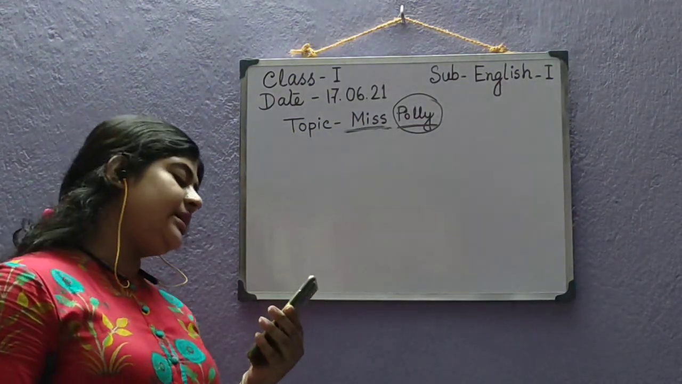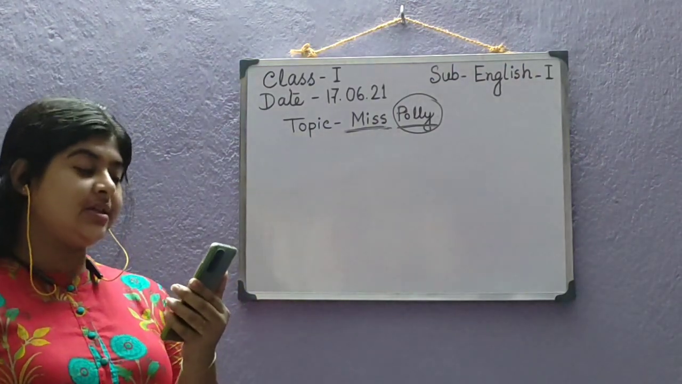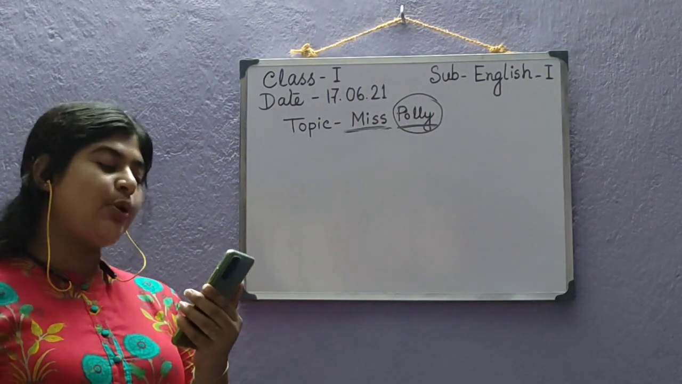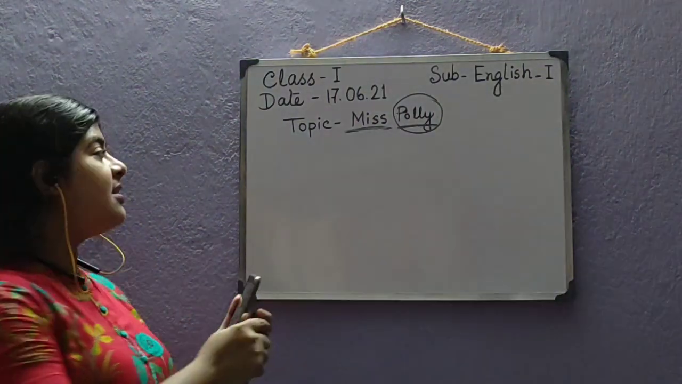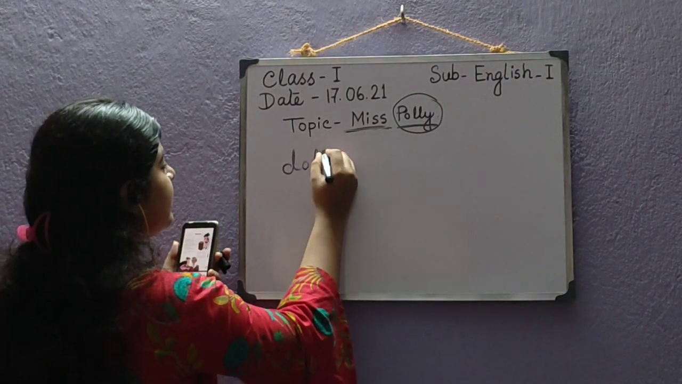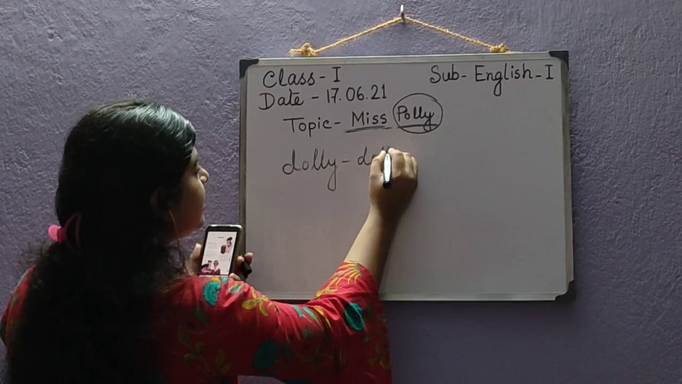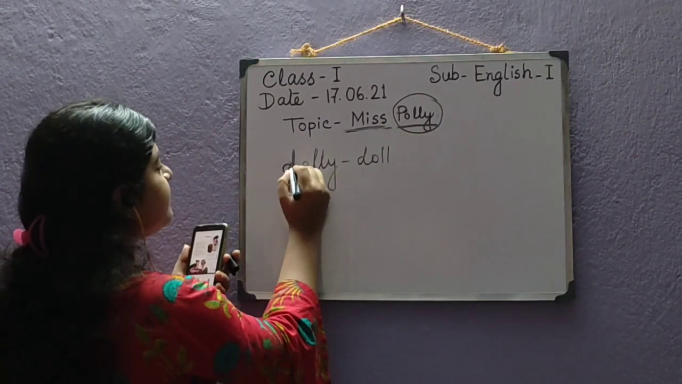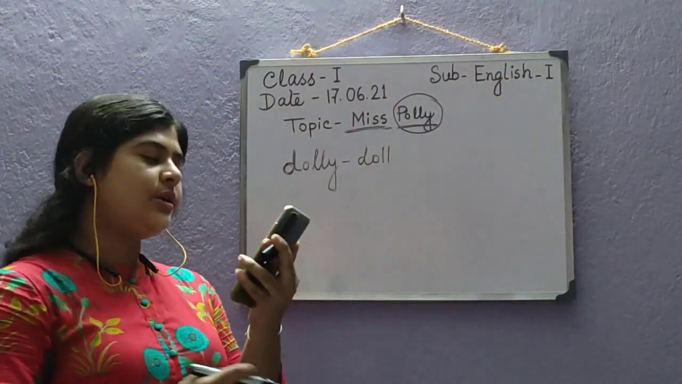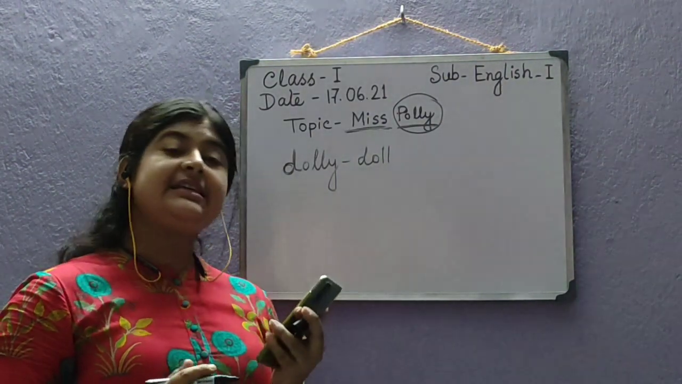Now let's read the rhyme. Miss Polly had a dolly who was sick. So Miss Polly had a dolly. Here dolly means doll. This is the rhythmic version of doll. So Miss Polly had a doll who was sick.